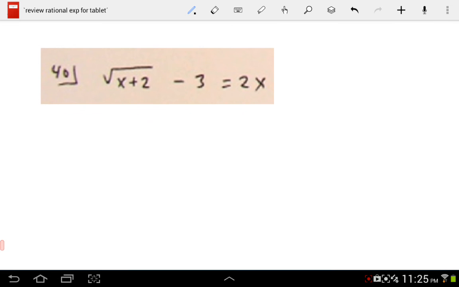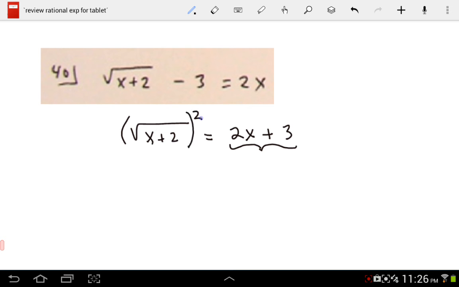Okay, the last one I think here. Number 40. Let's isolate first. So we're going to throw that 3 on the other side here. That would be 2x plus 3. Now, we're going to come back in just a minute and ensure that 2x plus 3 is not going to be negative when I get my solution. Now, let's undo the radical. So it's a square root, so we're just going to square it.